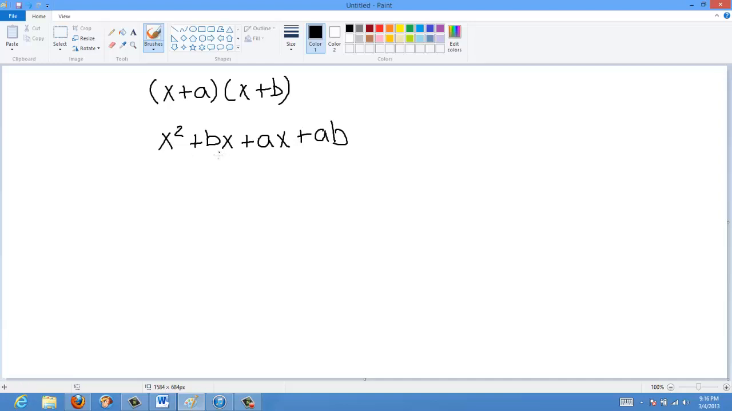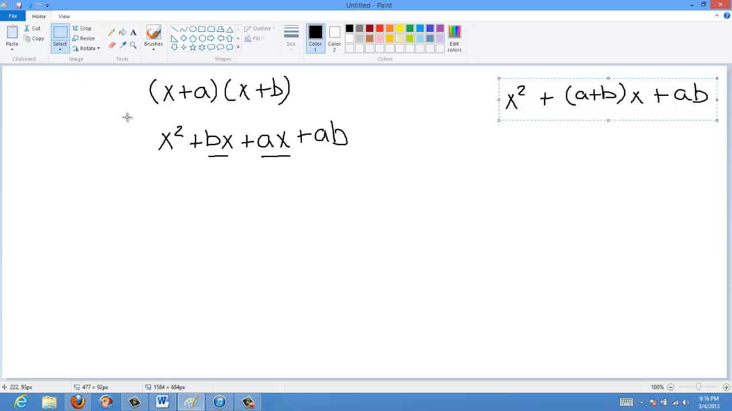Then we can combine like terms, and these two are like terms because they have the same variable. So this becomes x squared plus (a plus b)x plus a times b. And this creates what I'll call the general equation for a trinomial.